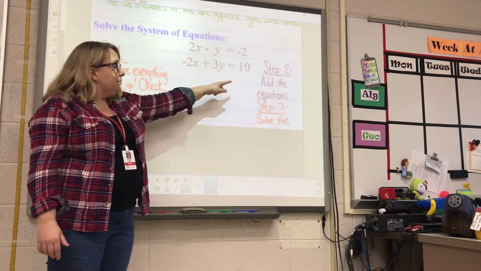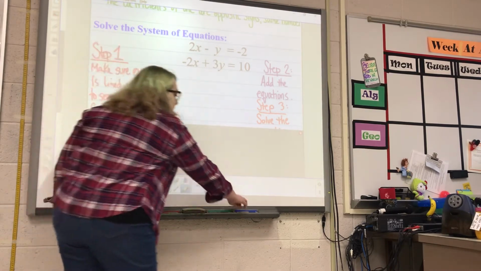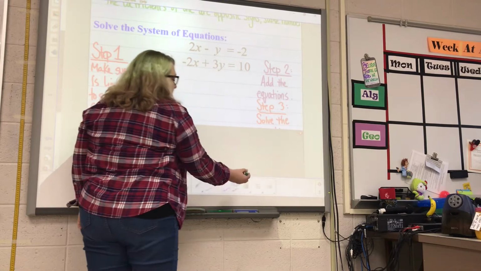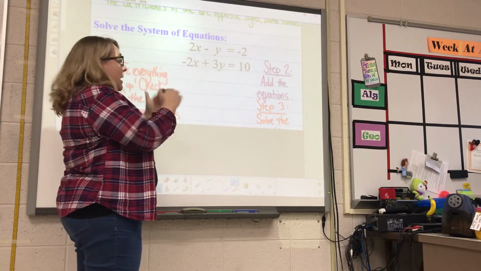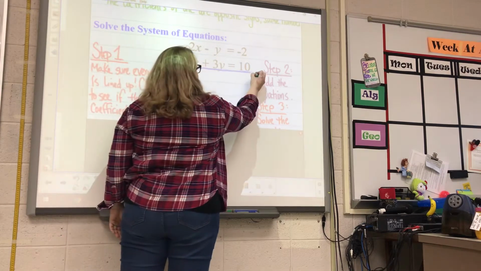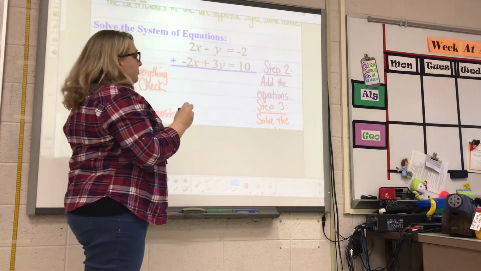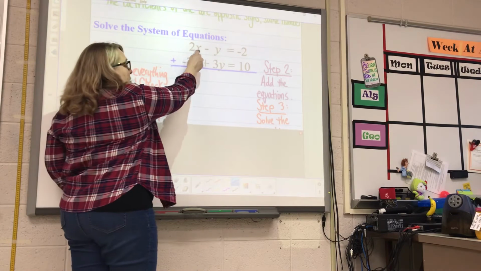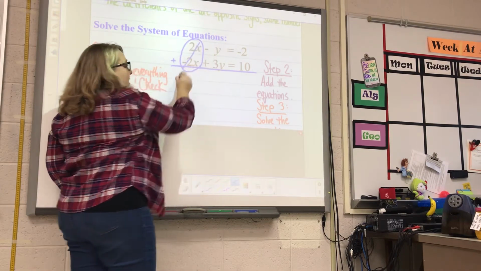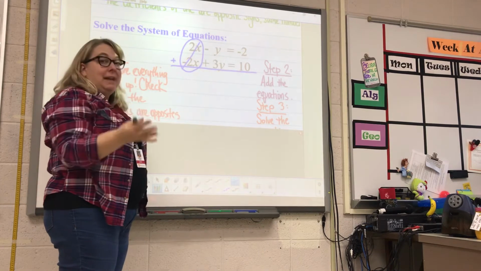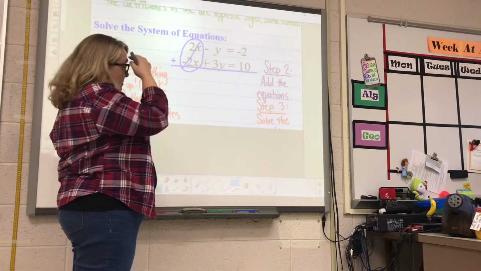The next step, we're going to add our equations together. And the way we do this, it's kind of like when you learned how to add back in grade school, and you would put the two numbers on top of each other and add. We're going to do the exact same thing. We're going to add 2x plus -2x, and that becomes a 0, and they zero out, and they are eliminated. That's why we call this the elimination method.